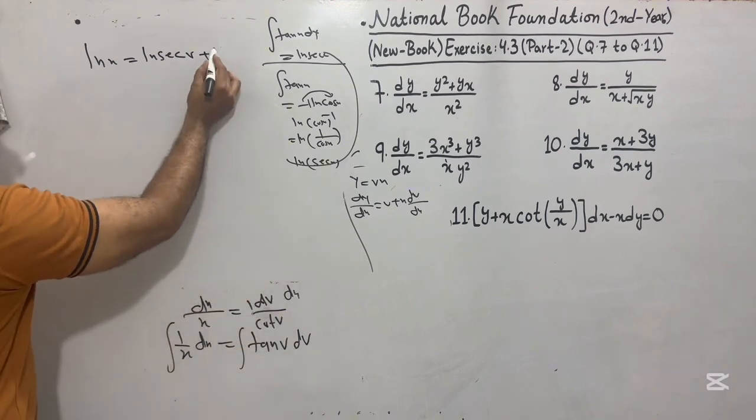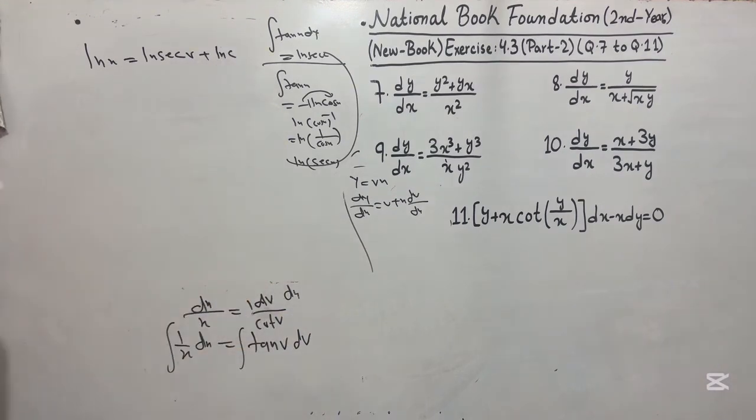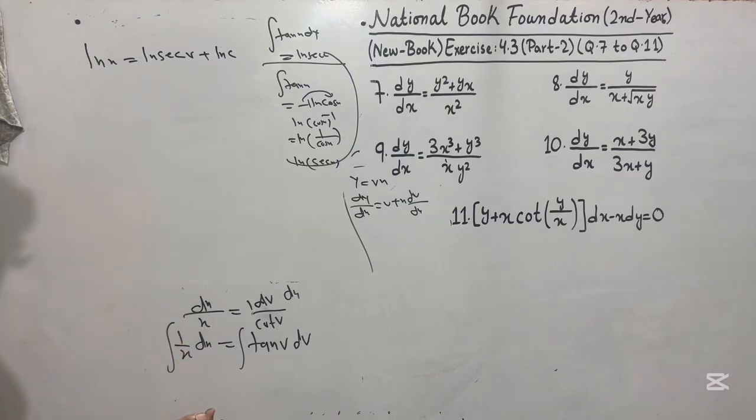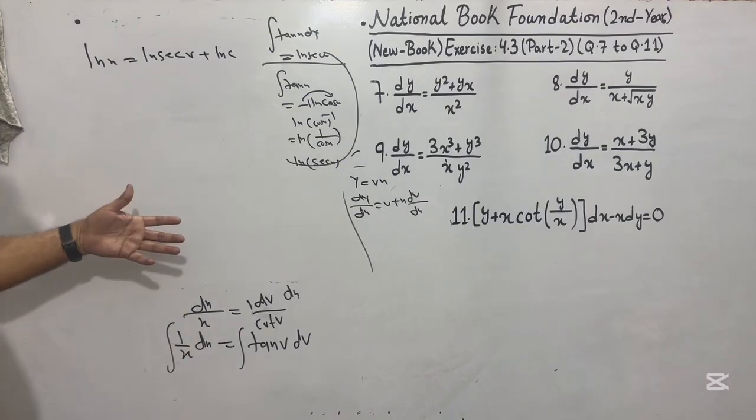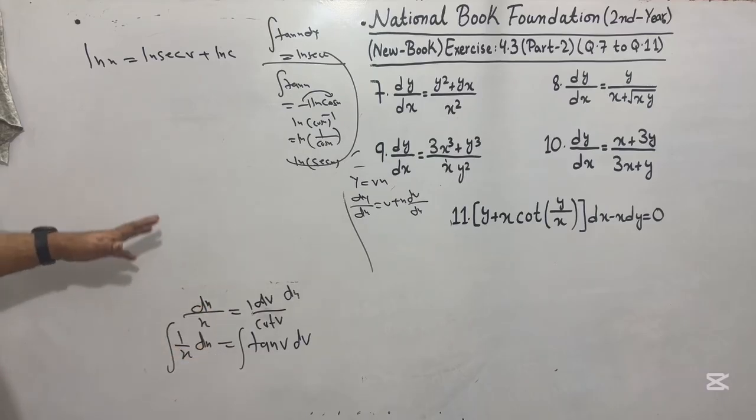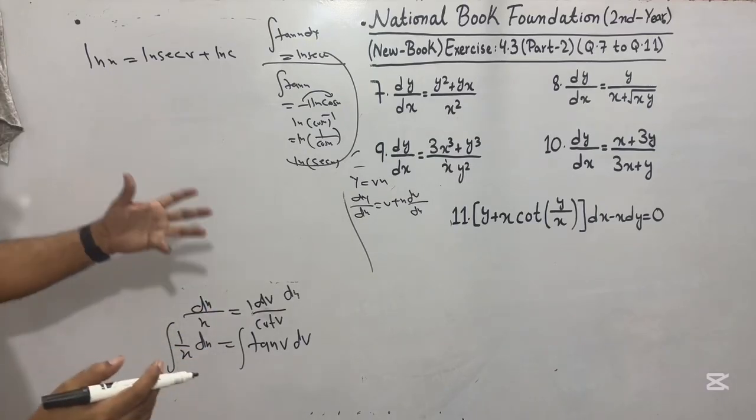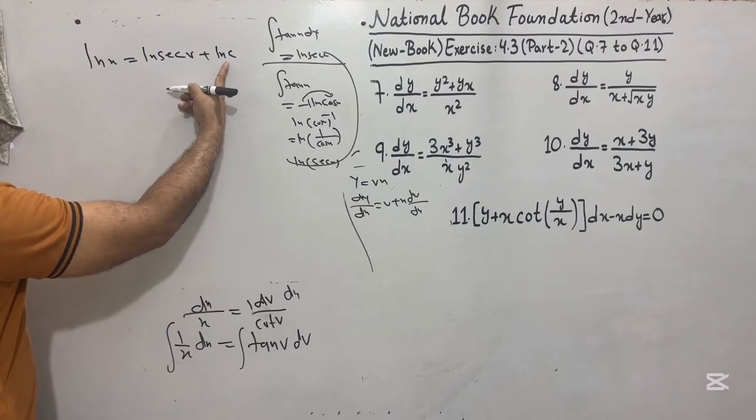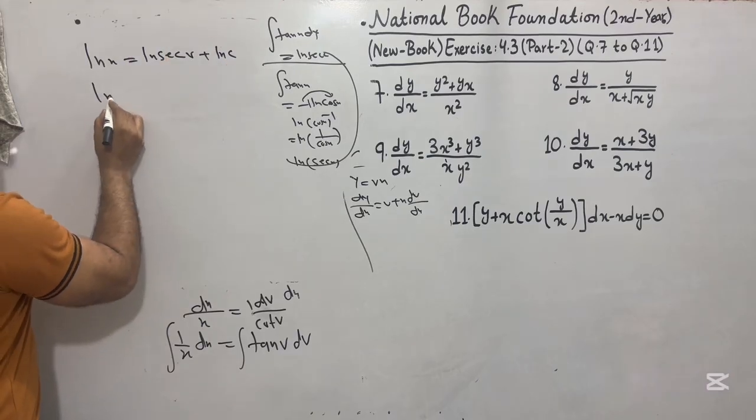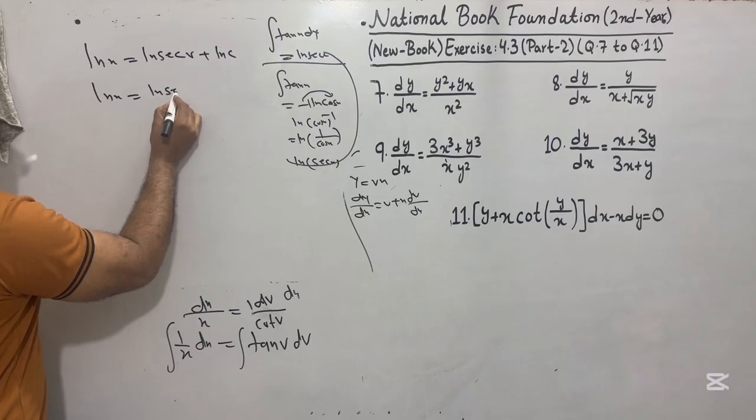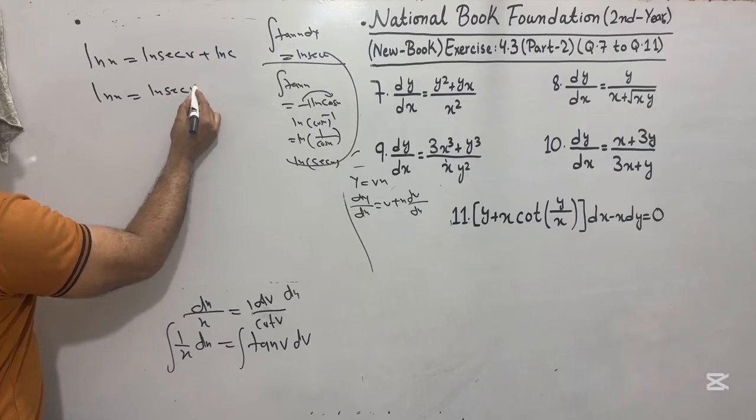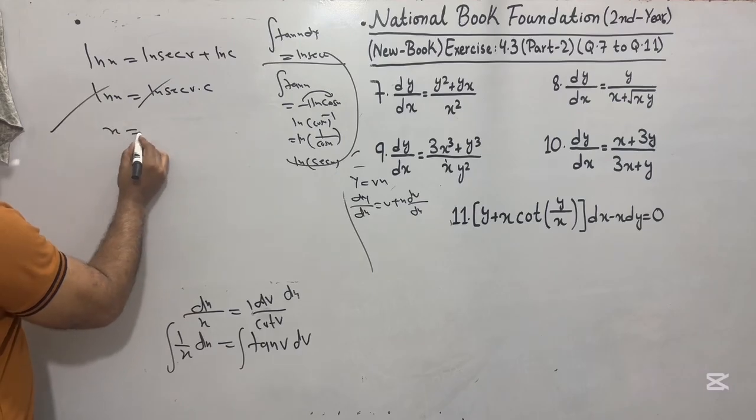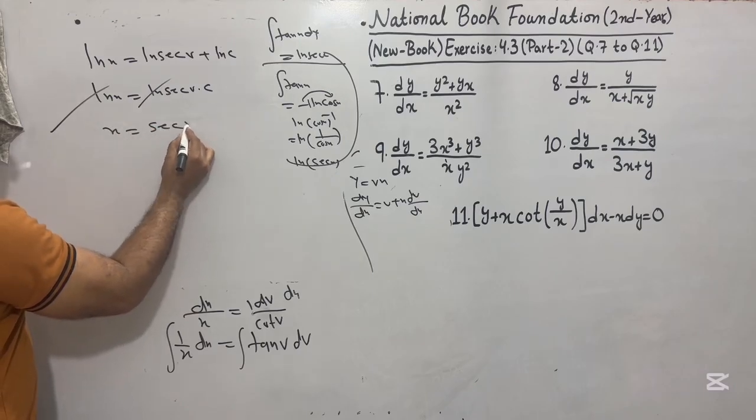Instead of c, I'm writing ln c to merge the constant. A constant has the flexibility. Constant times constant is another constant. Constant divided by constant is another constant. Constant raised to any power is a constant. Taking the ln of a constant, it is a constant. So instead of c I can write ln c. Now ln x equals ln of (sec v times c). Taking e as a base, it cancels out, and we have x is equal to sec v times c.